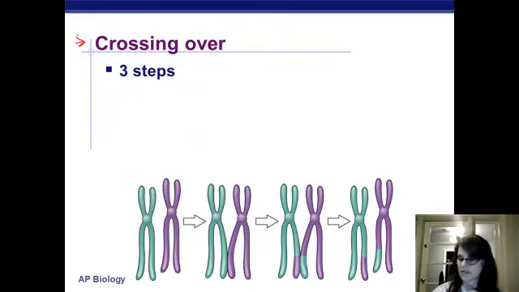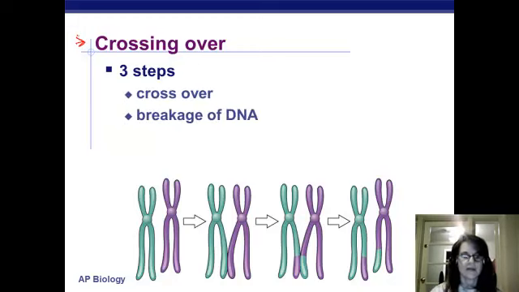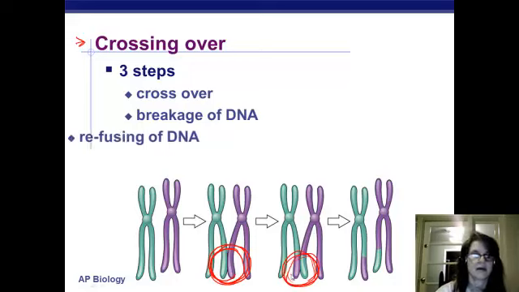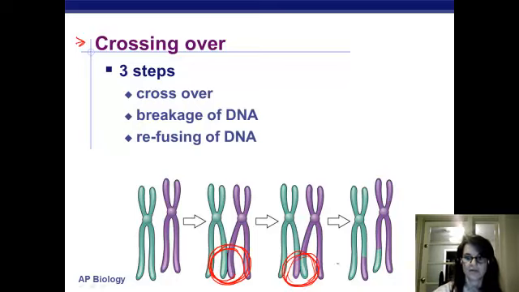A little more detail about crossing over real quick. Crossing over means, first of all, the chromosomes are going to come together and they will cross over. Bits of their chromatids will cross over. The DNA will break and we will see a swap of material right there. And it's going to refuse and we will have 2 chromosomes that are now different from the chromosomes we started with. They have swapped some genetic material.